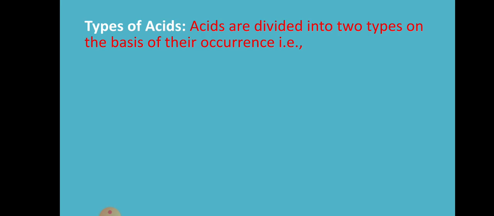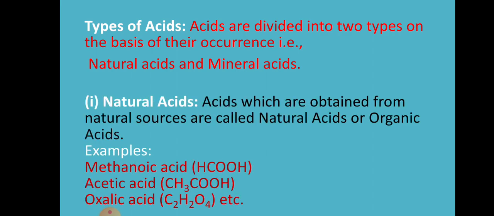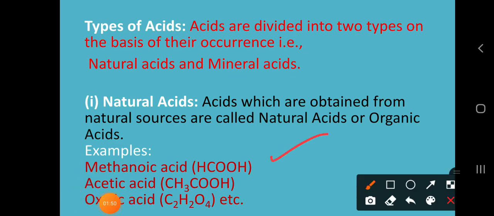What are the types of acid we have discussed? They are divided into two types on the basis of their occurrence. The first one is natural acid and the second one is mineral acid. Natural acid means which you can obtain from nature. So what are the examples of natural acids? Methanoic acid, acetic acid and oxalic acid.